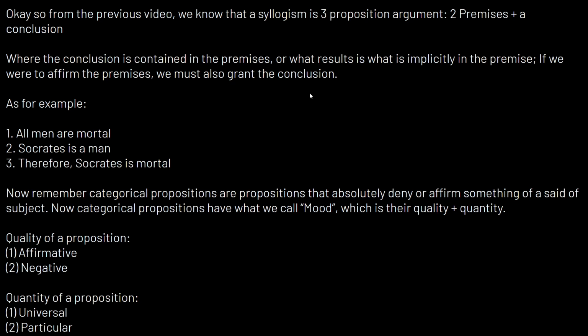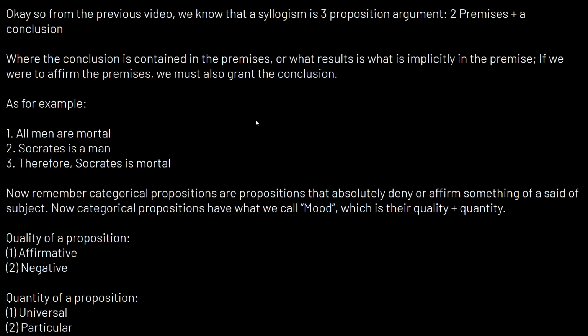Okay, so at least we know now, if you've watched the first video or you've had some background knowledge, that a syllogism is a 3-proposition argument. It is 2 premises and a conclusion, 3 unique terms. Both of your premises cannot be negative, and generally syllogisms follow 8 rules. So, in a syllogism, the conclusion is contained in the premises, or what results is what is implicitly in the premise. If we were to affirm the premise, we must also grant the conclusion.